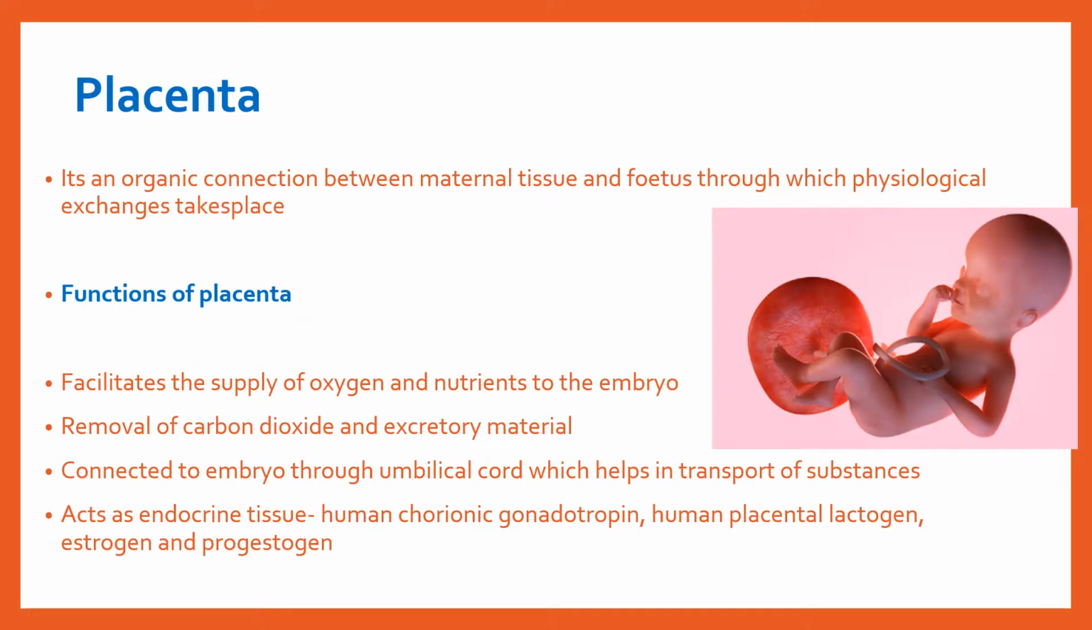Now let us study more about the placenta. I told you that the placenta is an organic connection between the maternal tissue and the fetus through which the physiological exchanges take place. Now let us see what the physiological exchanges, or the functions of the placenta, are. The placenta facilitates the supply of oxygen and nutrients to the embryo. Next, it removes carbon dioxide and excretory waste material. And the placenta is connected to the embryo through the umbilical cord.